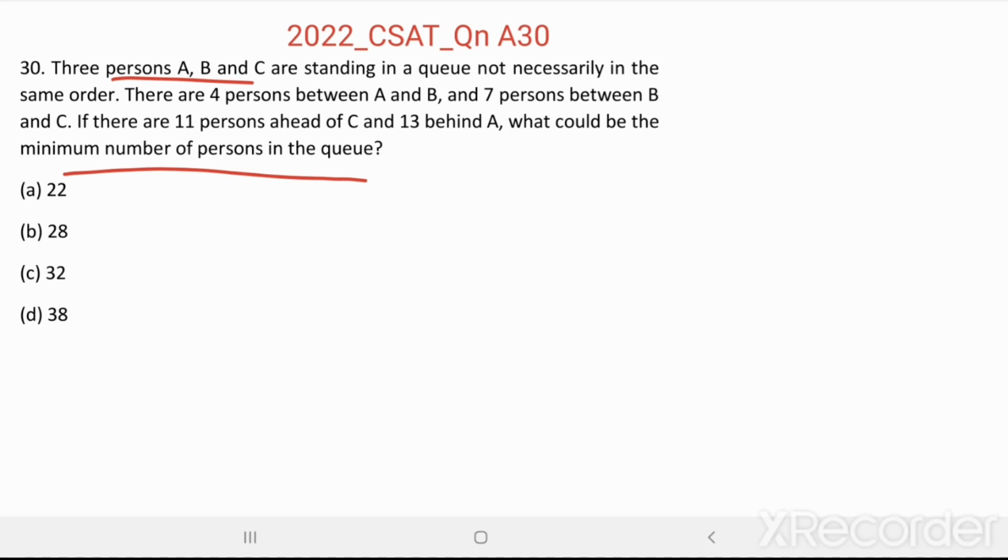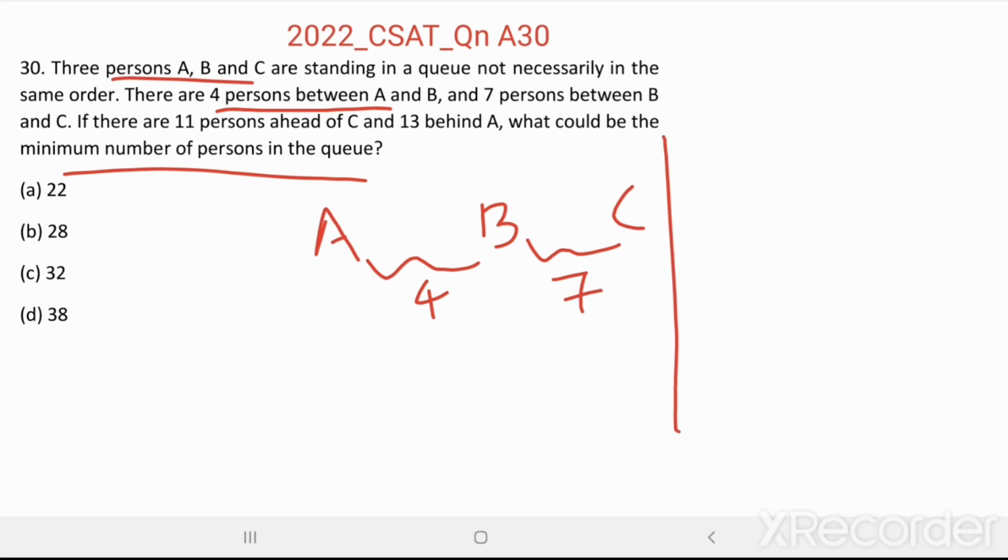The details of 3 persons A, B, C are given. We want to find the minimum number of persons possible in that queue. So there are 3 persons A, B, C. Between A and B, there are 4 persons. Between B and C, there are 7 persons. So these A, B, C, we can arrange in 3 ways: A, B, C; B, A, C; A, C, B.